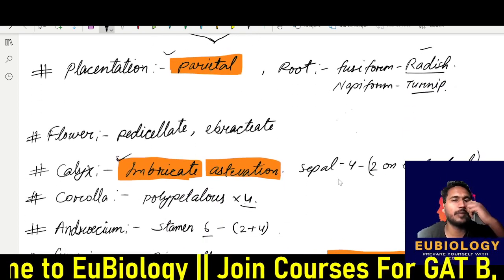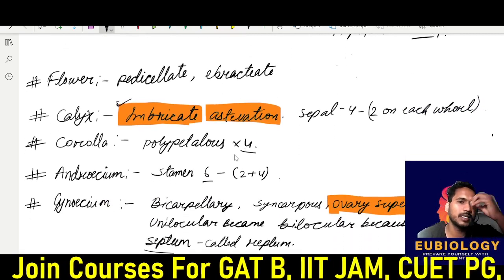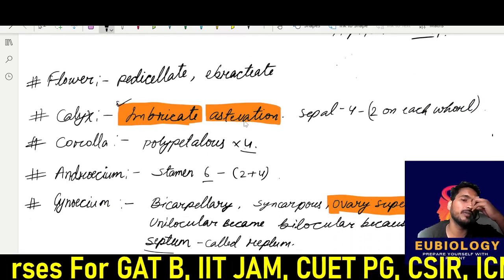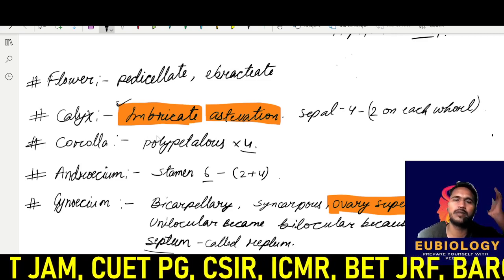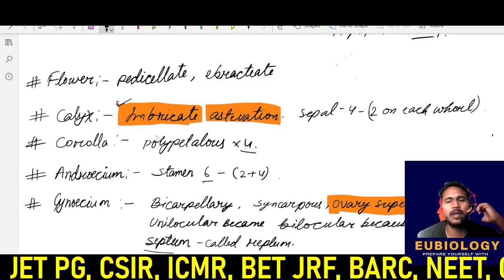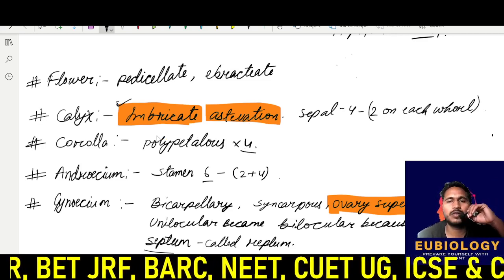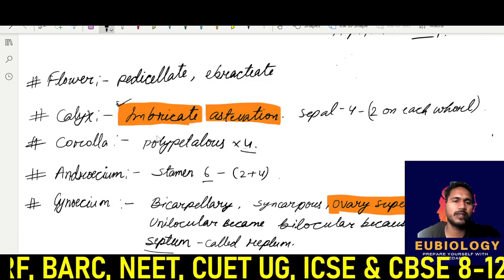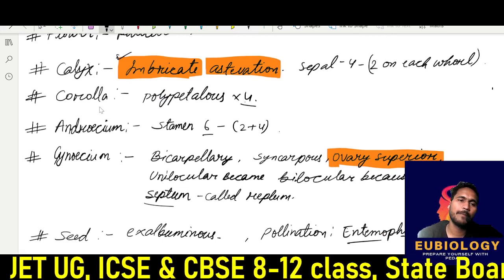The flower will be pedicellate, ebracteate, and the calyx will have imbricate aestivation. If you are not able to understand what imbricate aestivation is, you can text us and we can make another video on aestivation, because I just want to make this a little fast video. It will be very helpful for the students.